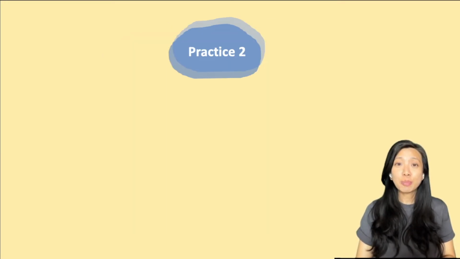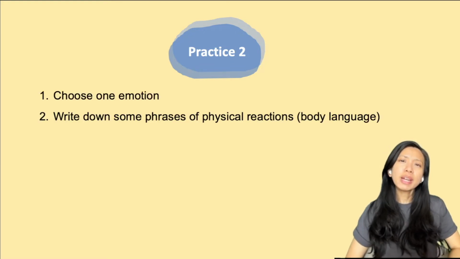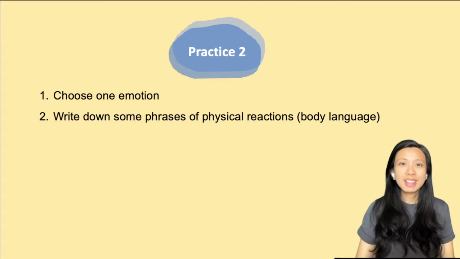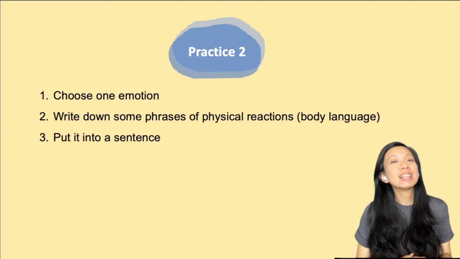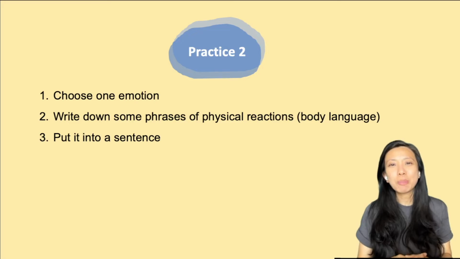So let's try another practice. What I'd like you to do once more is to choose one emotion and then write down some phrases or physical reactions to that particular emotion. Once you've done that, then put everything together in a sentence. Once more, you can pause the video here and share your sentence with me in the comment box below.